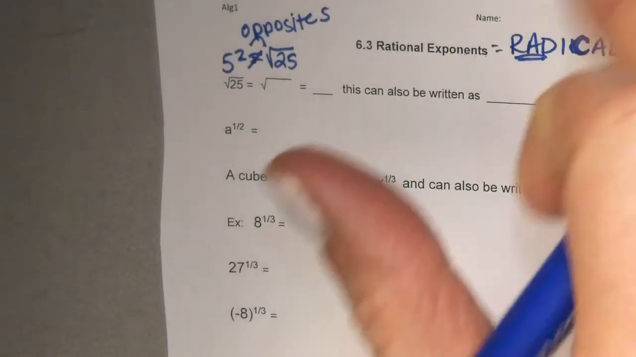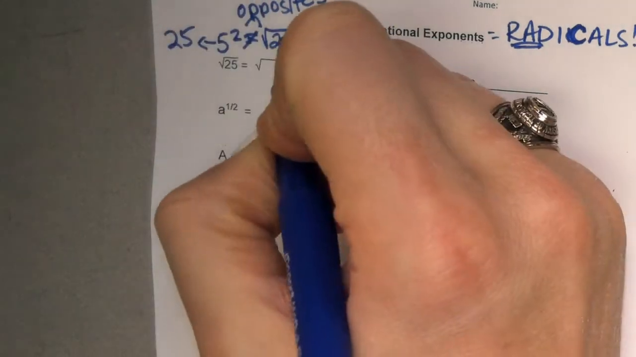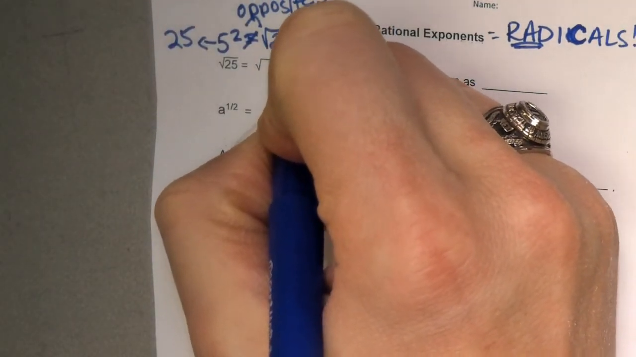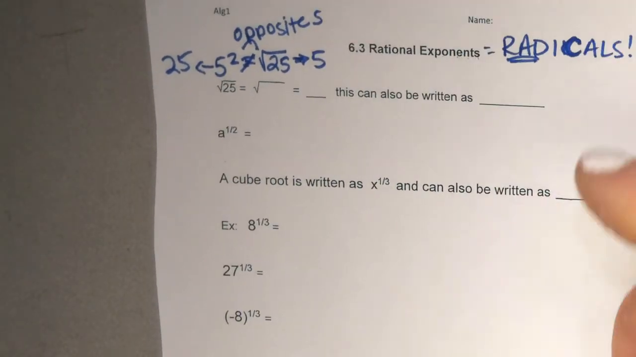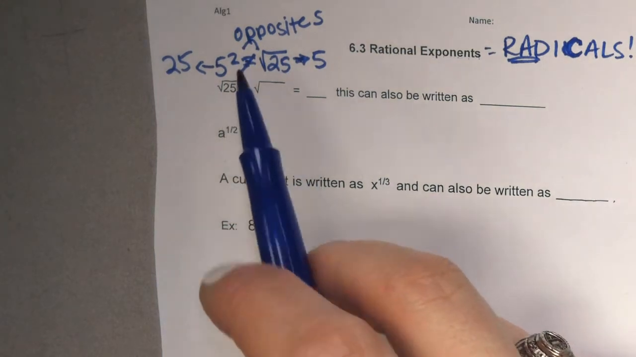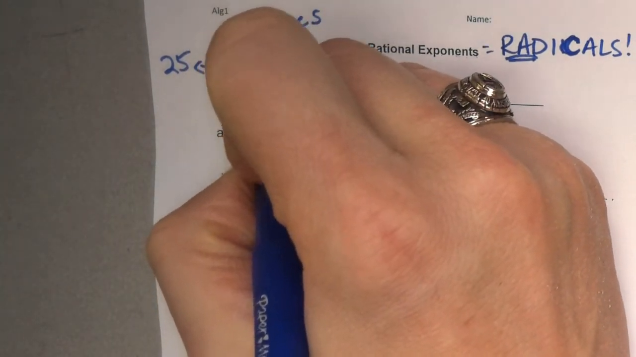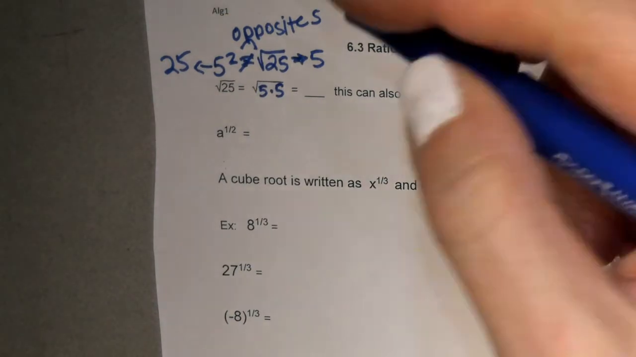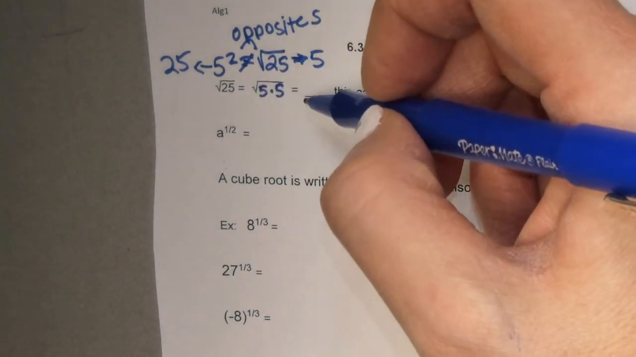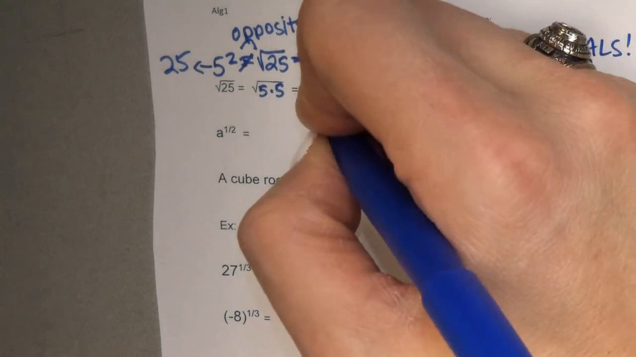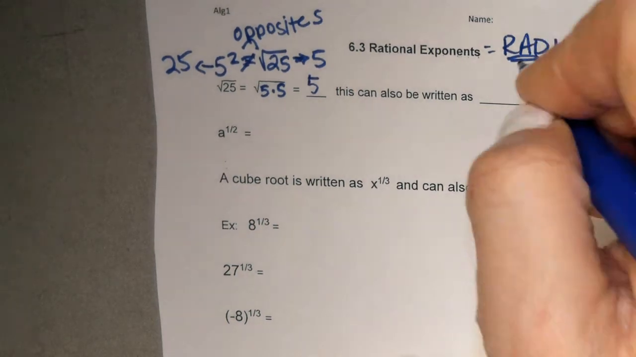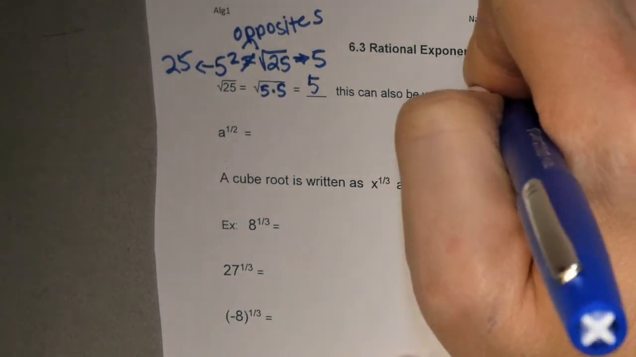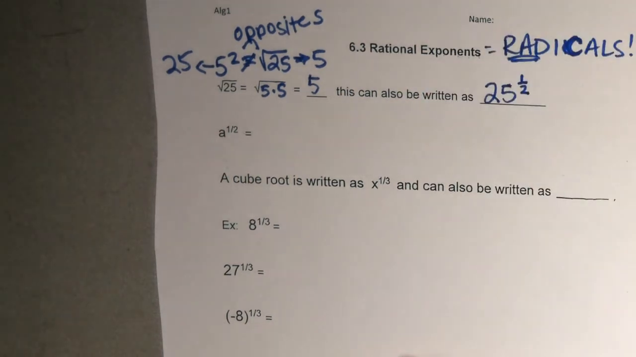Alright? Because 5 squared is 25. And then the square root of 25 is 5. Alright? So that's kind of how they're related. Alright, so square root of 25 is the same thing as 5 times 5. Would you agree with that? 5 times 5 is the same thing as the square root of 25. So the square root of 25 is 5, right? This can also be written as 25 to the 1/2. 25 to the 1/2. Okay?